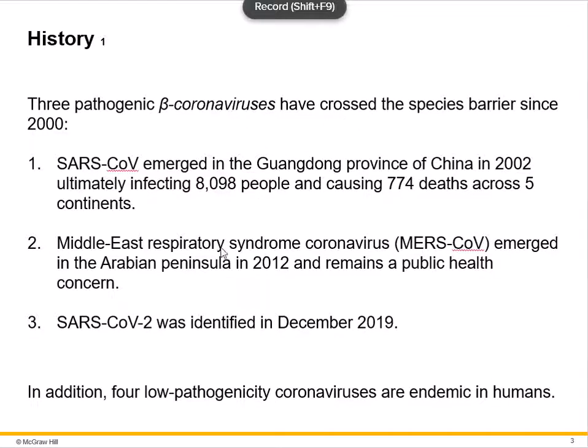In addition to these 3 epidemic strains or species of coronavirus, we do have 4 low pathogenicity coronaviruses that are endemic in humans. We'll see those coronaviruses popping up every flu season and causing flu-like symptoms with no pandemic ability.